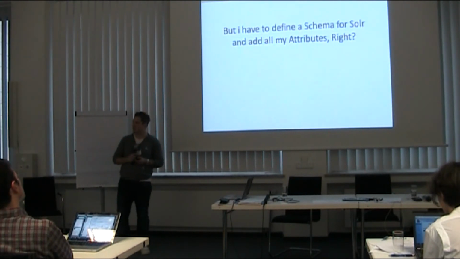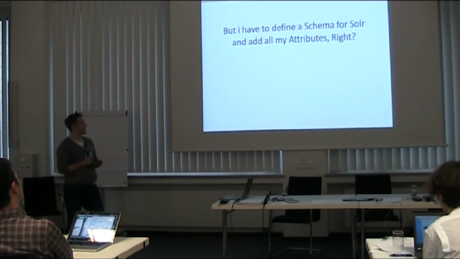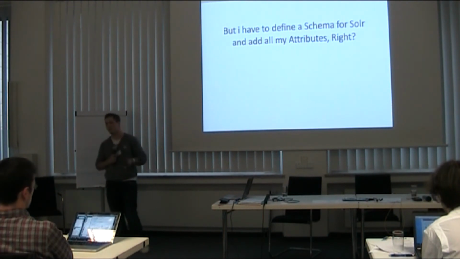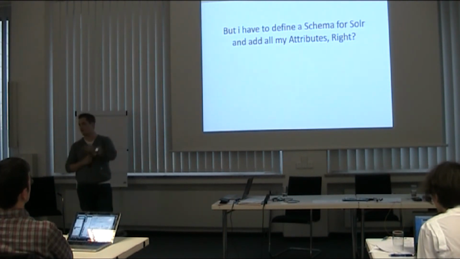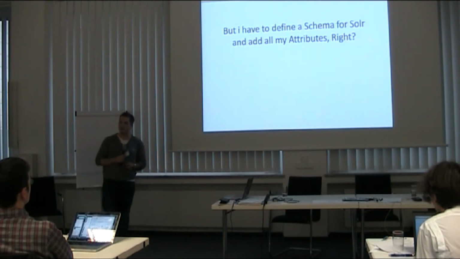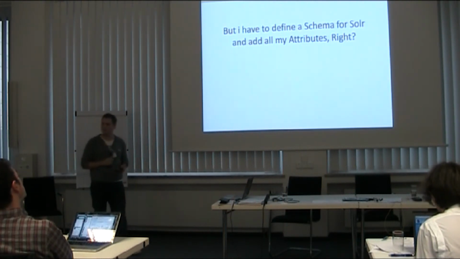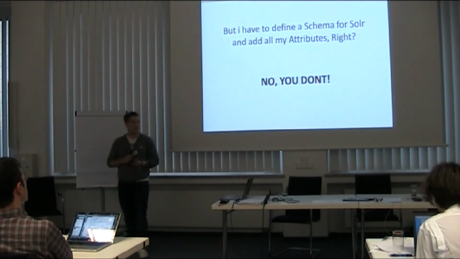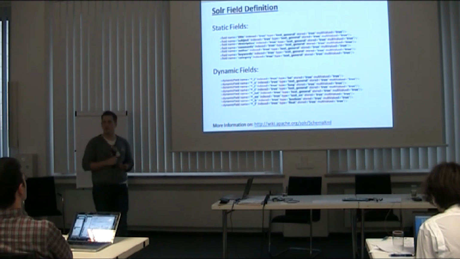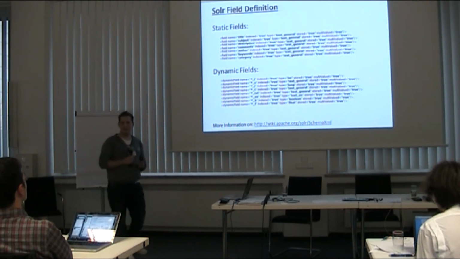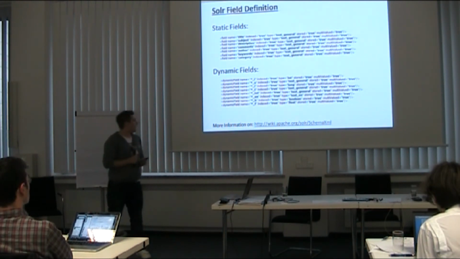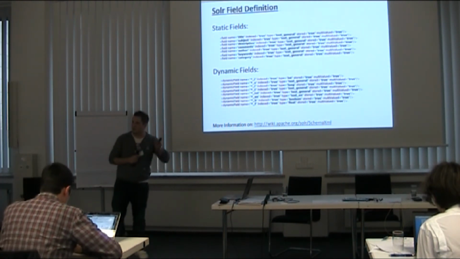Okay, now some people ask me, but I have to define my schema and add all my attributes I got in my wiki. That seems so complicated. I don't want to do it. Once one adds a new attribute, I have to define it again and again and again. Nobody can handle this. You're right. But no, you don't have to define your schema, because Solr has two ways of defining fields. The first way is static fields, like you say, this is the field page title, and it has some kind of attribute like text general, and it's multi-valued and should be stored in index, and so on.